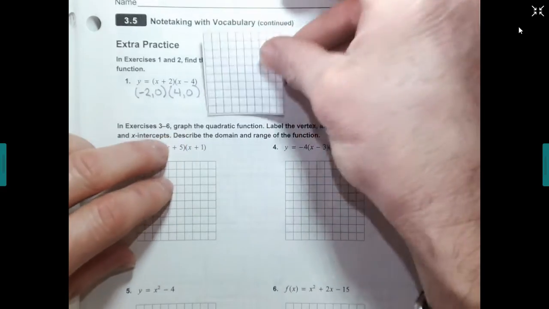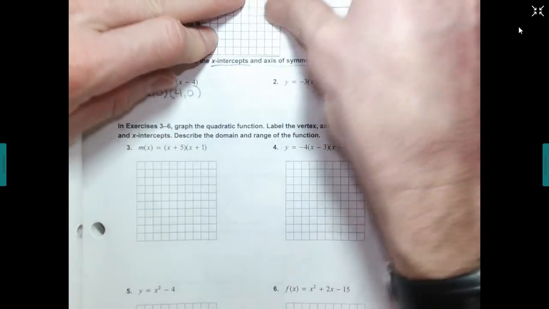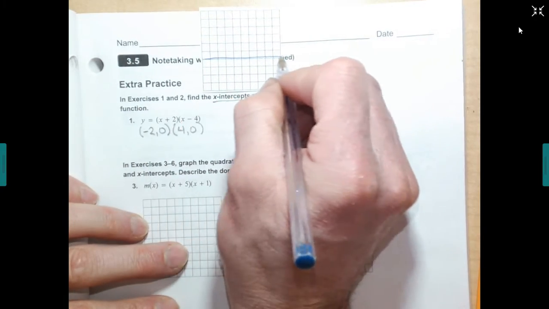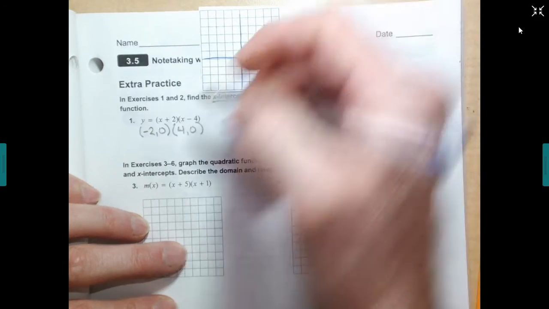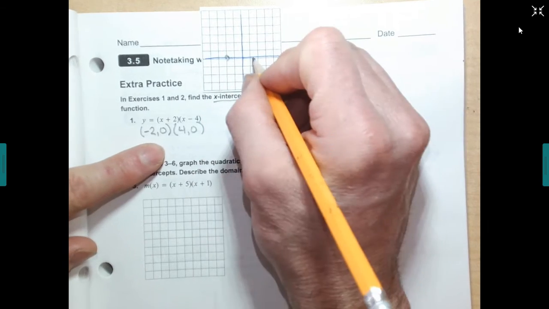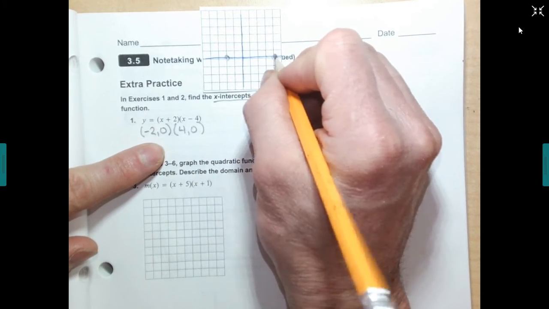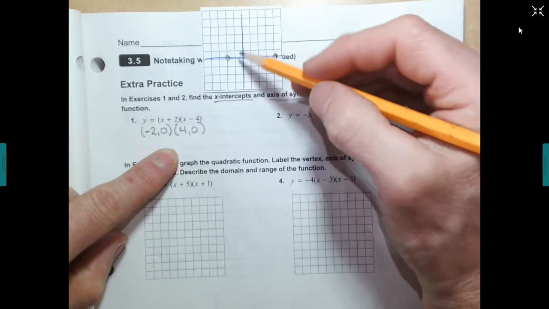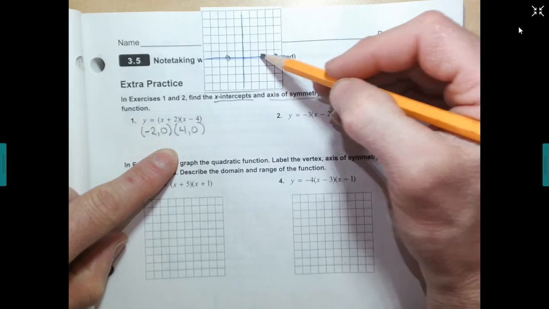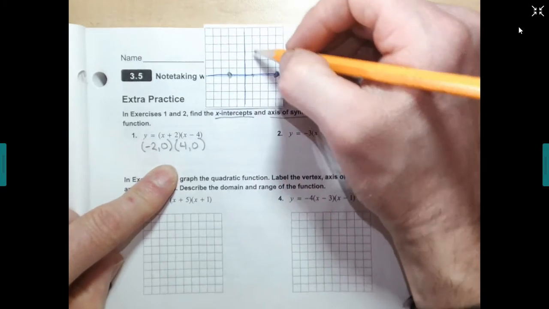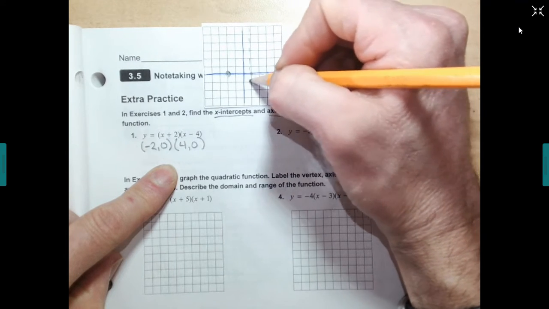So let's put this right here. So we'll say here's our, so we've got negative 2, 0, and then we've got 4. So our axis of symmetry is right in the middle of these two. So we've got 1, 2, 3, 4, 5, 6. So 1, 2, 3. So here is our axis of symmetry.